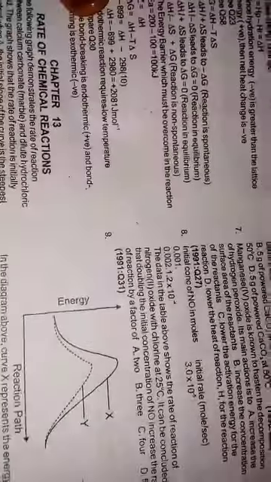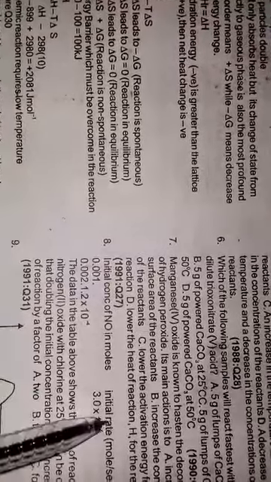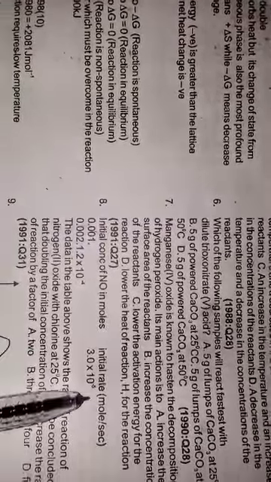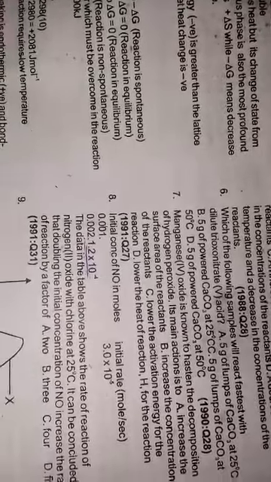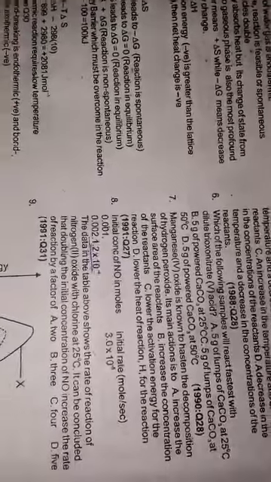They said initial concentration of NO in moles. Let's solve this question together now. They gave you initial concentration of NO 0.001, then final one is 0.002. The initial rate 3 times 10 raised to power minus 5. Final rate is 1.2 times 10 raised to power minus 4. It should be here. Maybe the typist failed to do that very well.